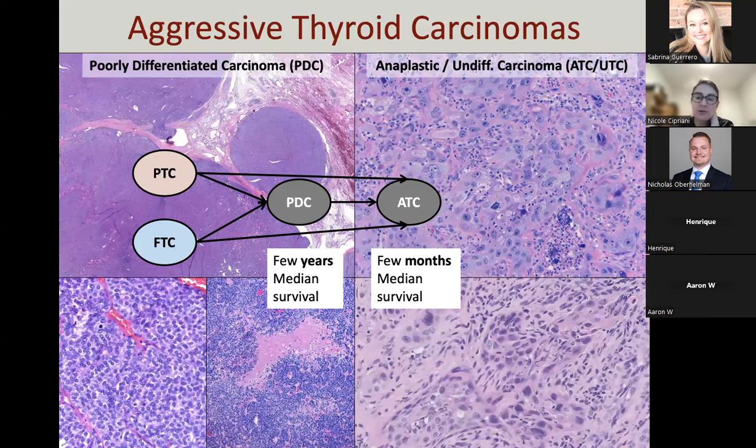Poorly differentiated is generally on the order of years to decades of survival. Anaplastic is most often, sadly, on the order of months. If caught early, patients can live years or decades. But very often these are aggressive. The patient suffers from rapid, suffocating type of symptoms, difficulty breathing.